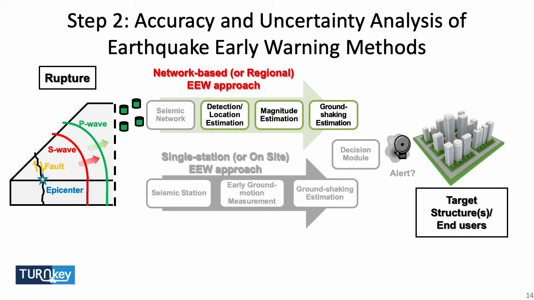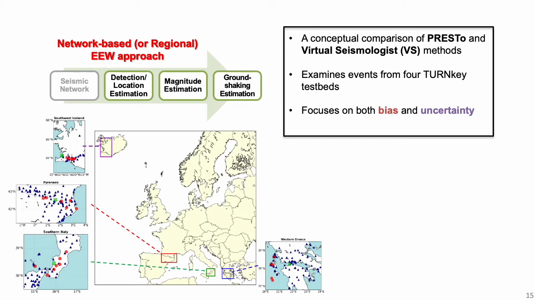Now, moving on to the second part of the research that I'm going to focus on, which is accuracy and uncertainty of the underlying algorithms in an earthquake early warning system. So how good are they at taking P-wave information and translating that into accurate characteristics about the incoming earthquake? So I'm just going to briefly go through this study.